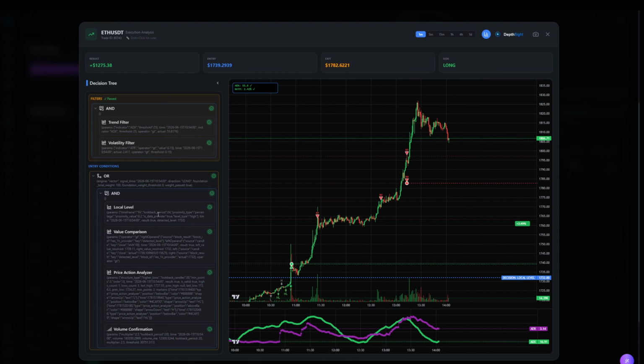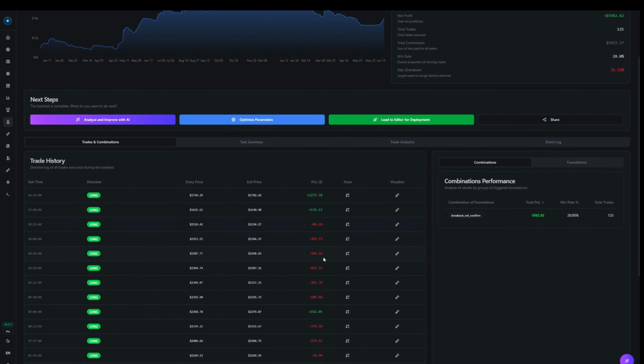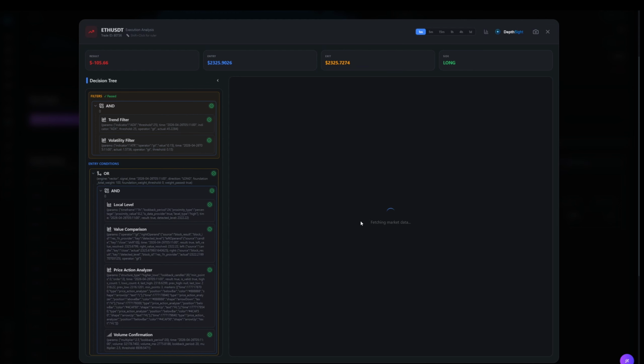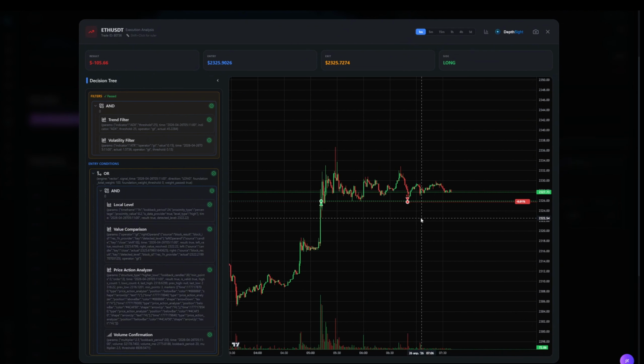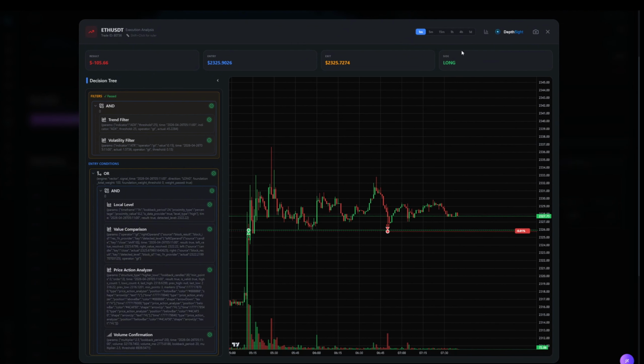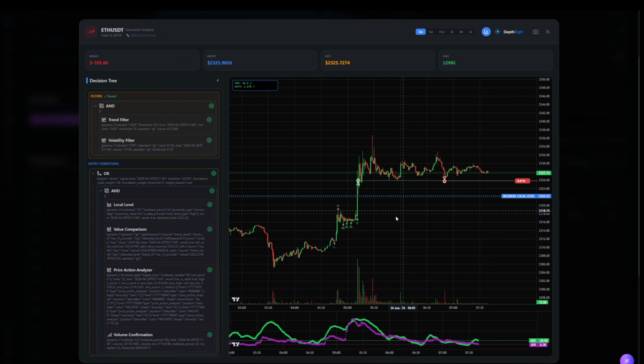The Analytics tab provides deep insights into your system's performance, from cumulative P&L to detailed trigger statistics. Notice how every trade is visualized directly on the trading charts.